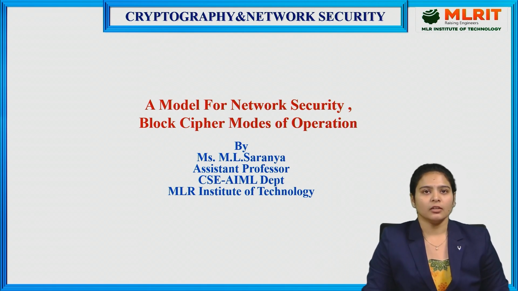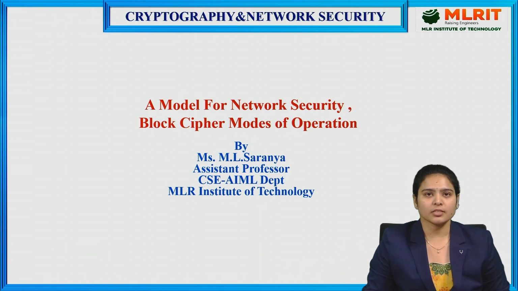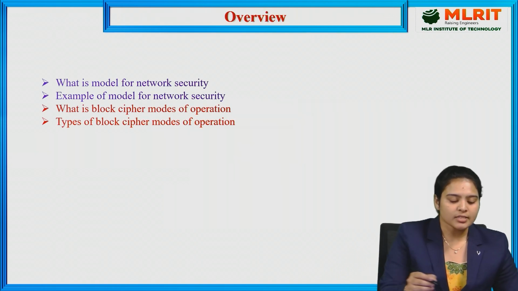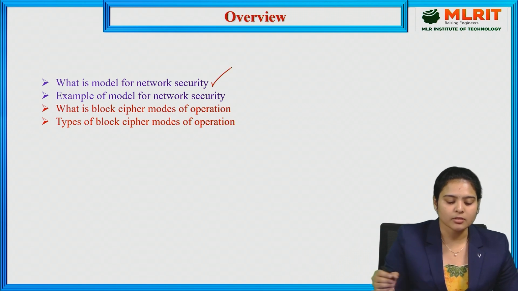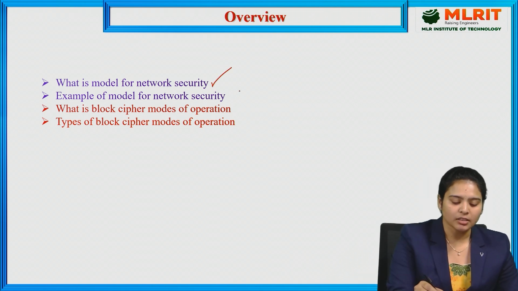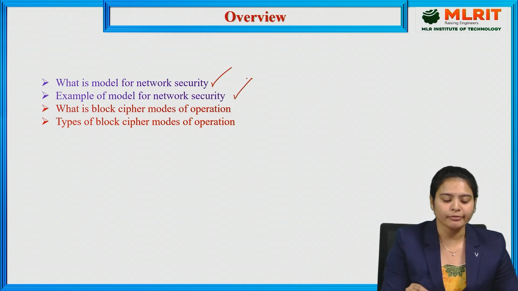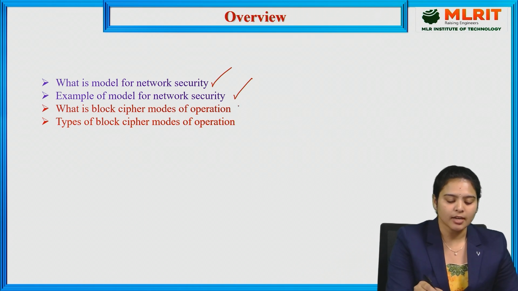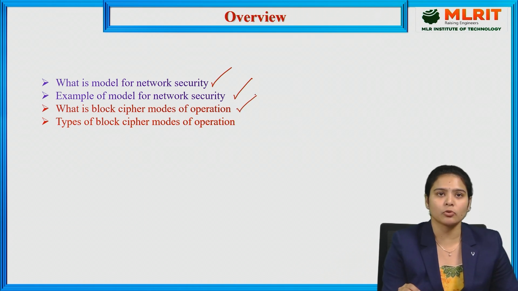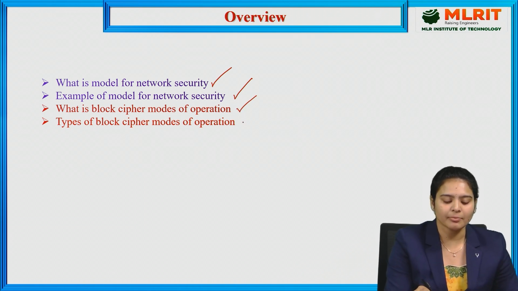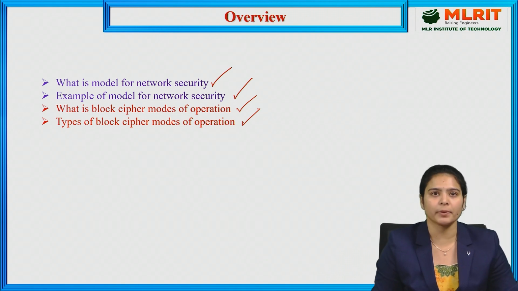Today I am going to discuss a model for network security and block cipher modes of operation. These are the two topics we are going to discuss in this video. First, what is a model for network security and what are examples of it, and then what is the block cipher modes of operation and how many types of block cipher modes of operation there are.